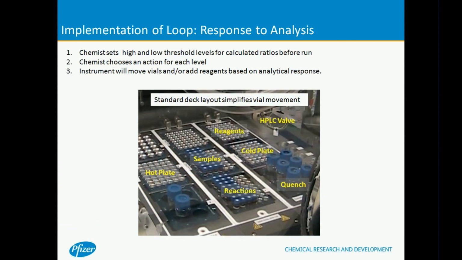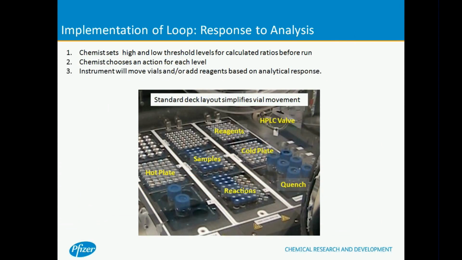You'll then assign an action for each of those levels. We have 5 standard actions, the first of which is do nothing, because there's times when you just want to sample the reaction and then allow it to keep stirring at the temperature you started at. You can move the reaction to a cold plate, to prevent degradation if it's high conversion, for instance. You can also move it to a hot plate, to encourage a faster reaction. You can add a reagent, or you can add a reagent and heat.